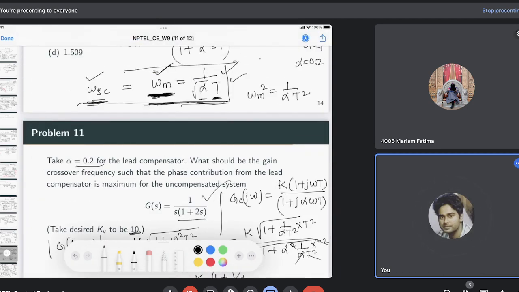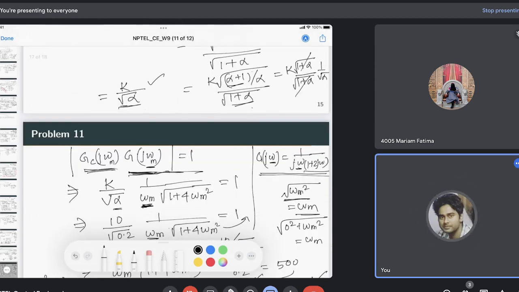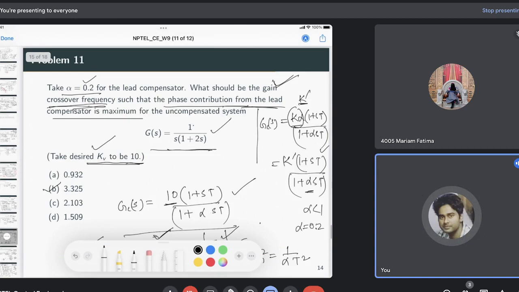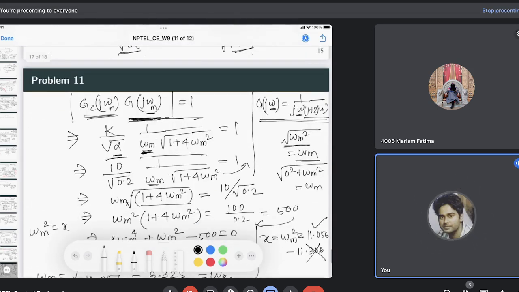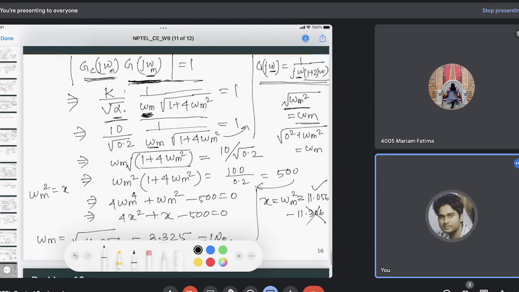But we can, because we are taking this as the gain crossover frequency, at this frequency the overall transfer function magnitude should be equal to 1. So we compute the magnitude of the compensator and the magnitude of the uncompensated system at this frequency, and we want that magnitude to be 1. We are given that we want the desired Kv to be 10, so we already computed the gain to achieve this Kv, and that K value was computed to be 10. So we substitute that K value here, alpha is given, and then we can easily compute this omega m at which the overall transfer function magnitude is 1.